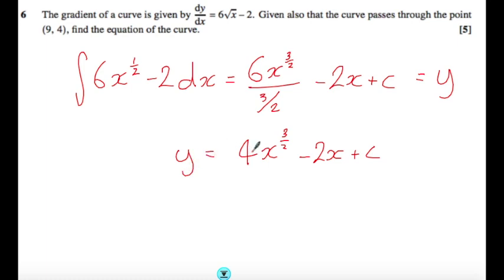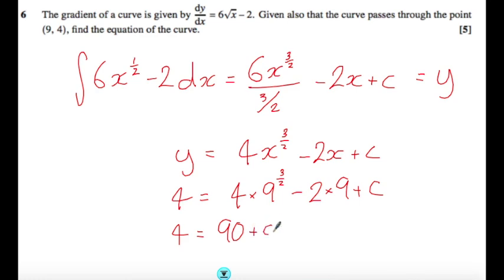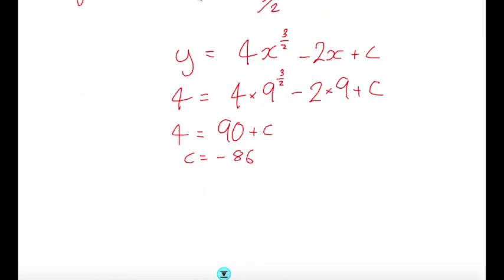And then to find c, we're going to have to substitute in our point (9, 4). So the y value is 4, and it'll be 4 times 9 to the 3 over 2 minus 2 times 9 plus c. So that right hand side, 4 times 9 to the 3 over 2 minus 18 is 90. So we get 4 is 90 plus c. So c will be minus 86. And then just don't forget to write out the full equation at the end. So y equals 4x to the 3 over 2 minus 2x minus 86. So that's our full answer.